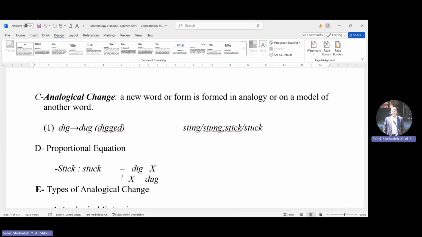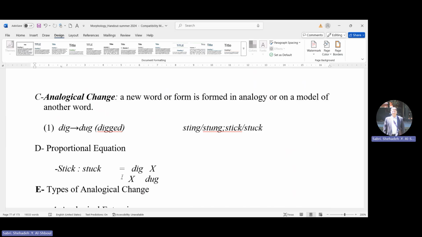Just to draw your attention, dear listeners and students, that grammaticalization and analogical change are typically diachronic processes. Analogical change is when we have a new word or form that is formed in analogy with, or on a model of, another word. So we have dig, dug, sting, stang, stick, stuck.